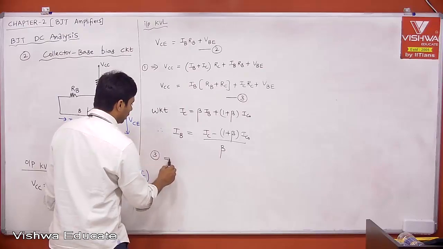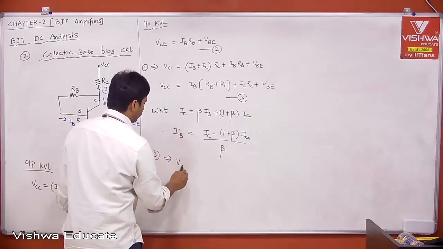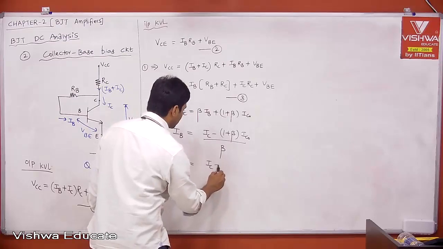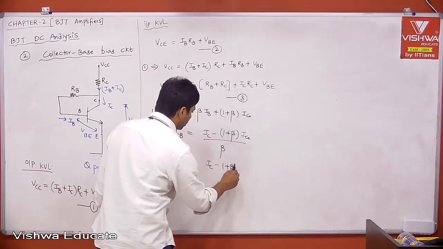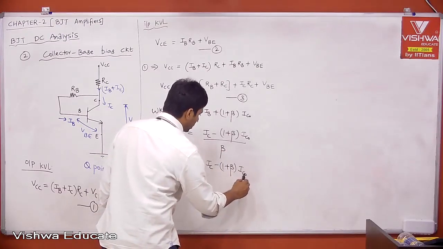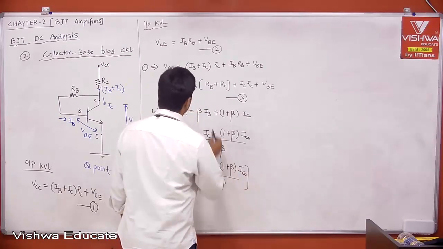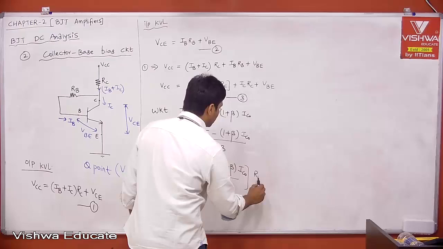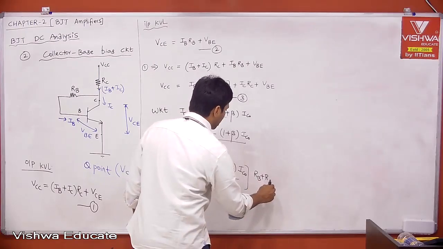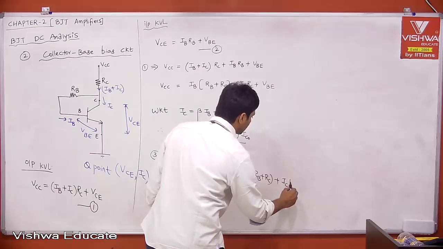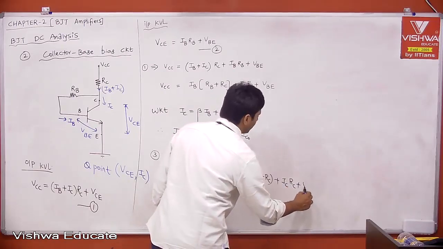Therefore, 3 implies VCC is equal to, what is IB? (IC minus (1 plus beta) into IC naught) divided by beta, into (RB plus RC), plus IC into RC plus VBE.